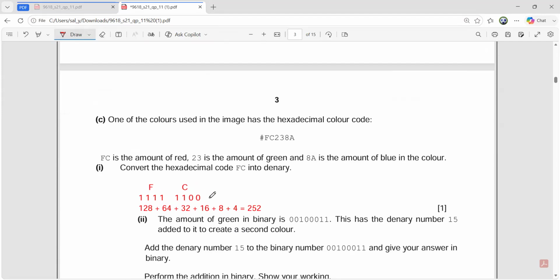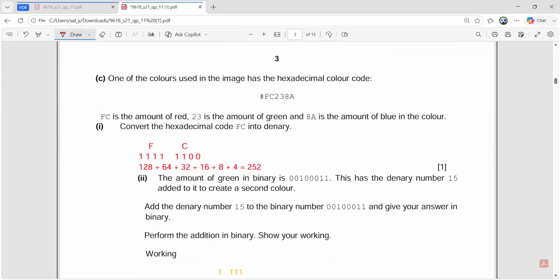Now the next stage is to convert the binary to its equivalent denary, and you simply add up all the values that have a value of 1. So 128 plus 64 plus 32 plus 16 plus 8 plus 4, and that gives you 252. In this manner, 1 mark is yours. Now, the second part of part C.